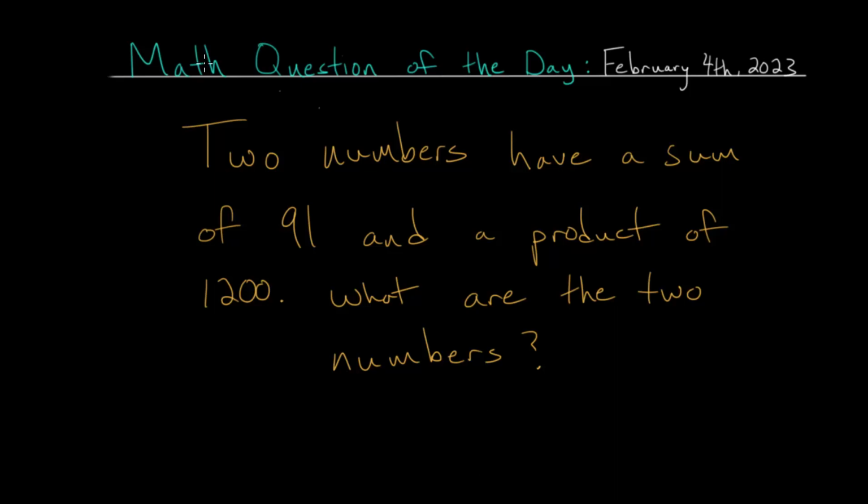In this video, I'd like to talk about the math question of the day for February 4th, 2023. And with this problem, we have two numbers that have a sum of 91 and a product of 1200. What are the two numbers?